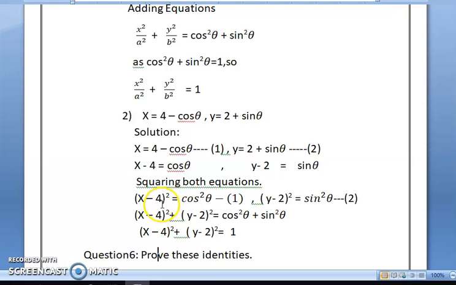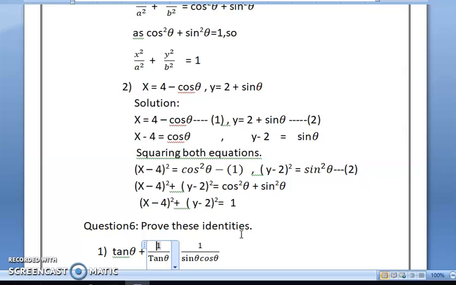So x minus 4 whole square is equal to cos square theta, and y minus 2 whole square is equal to sin square theta. At the end, add these two: x minus 4 whole square plus y minus 2 whole square is equal to cos square theta plus sin square theta. And we know that cos square theta plus sin square theta is equal to 1. So we have removed theta in these two questions by applying the method of squaring and comparing the equations.